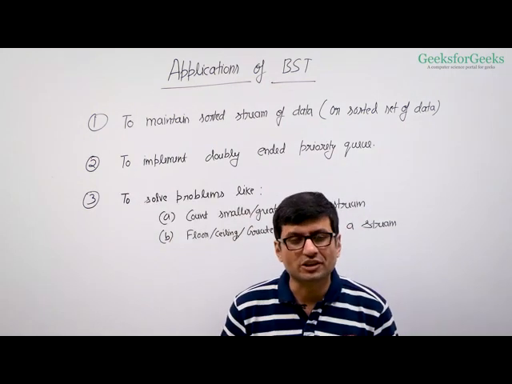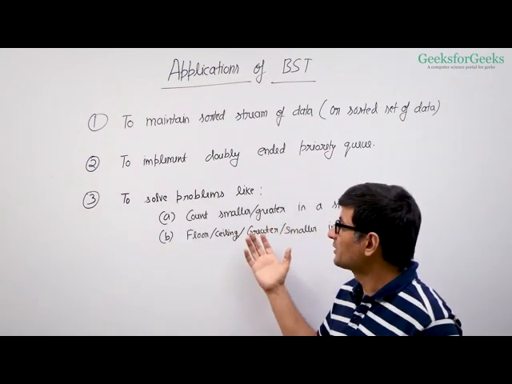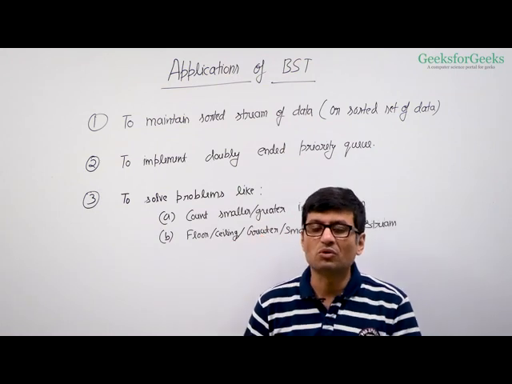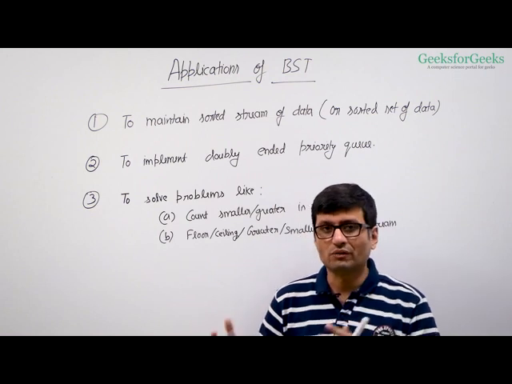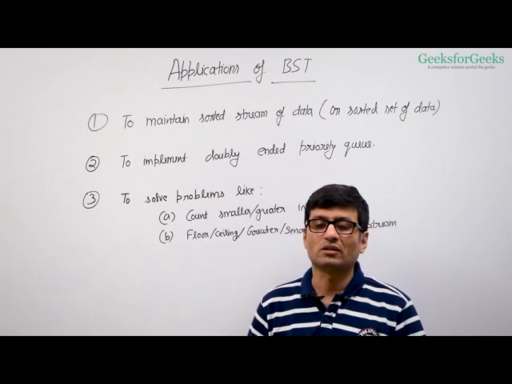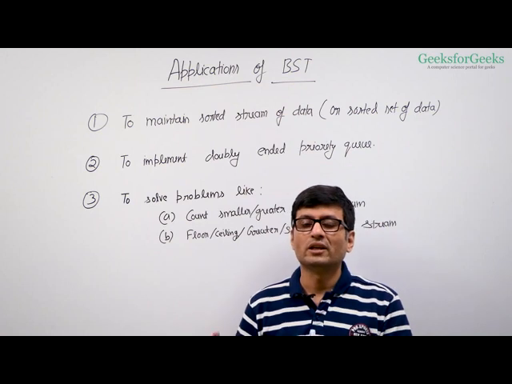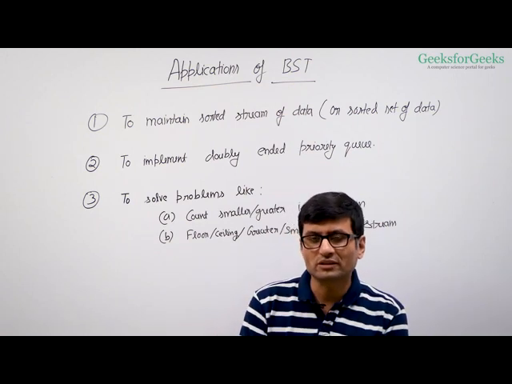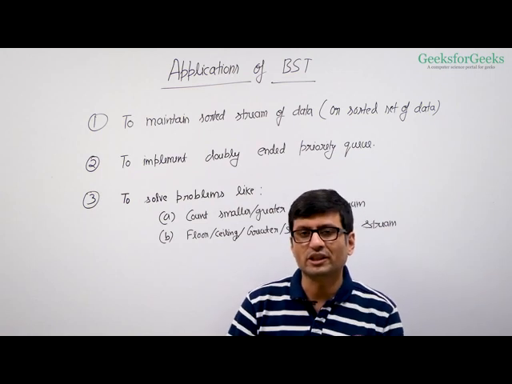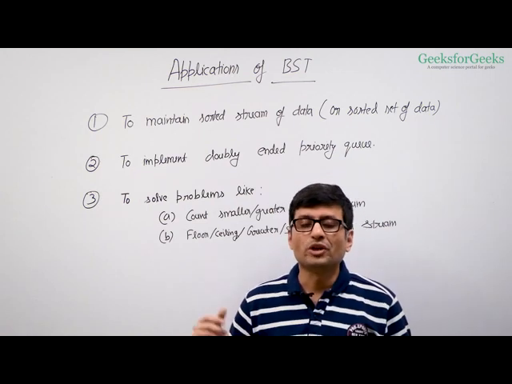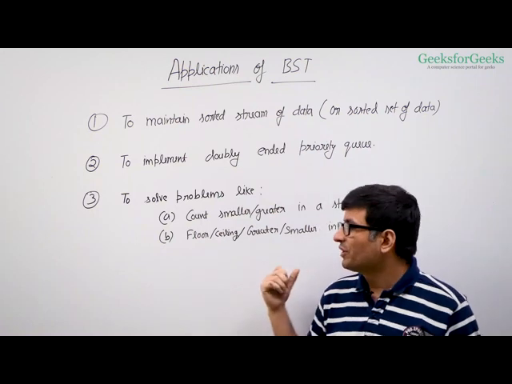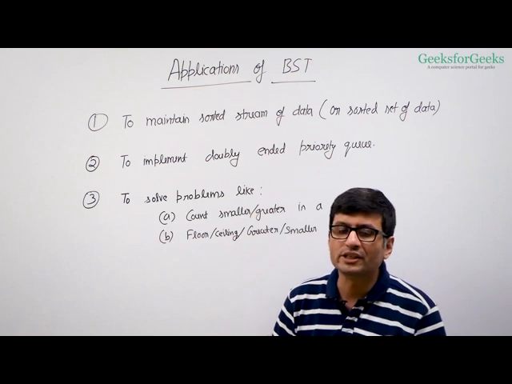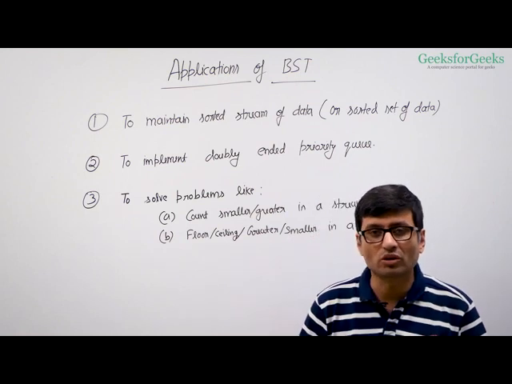The third application is to solve problems like these. You have a set of data and in this set you want to find the count of smaller elements, the count of greater elements. Suppose you are selling items online. At any moment you want to find out how many items sold below this price. So you can maintain these items in a self-balancing BST. You can also use a self-balancing BST when you have a set of data and you want to perform operations like finding floor, finding ceiling, finding greater, finding smaller.